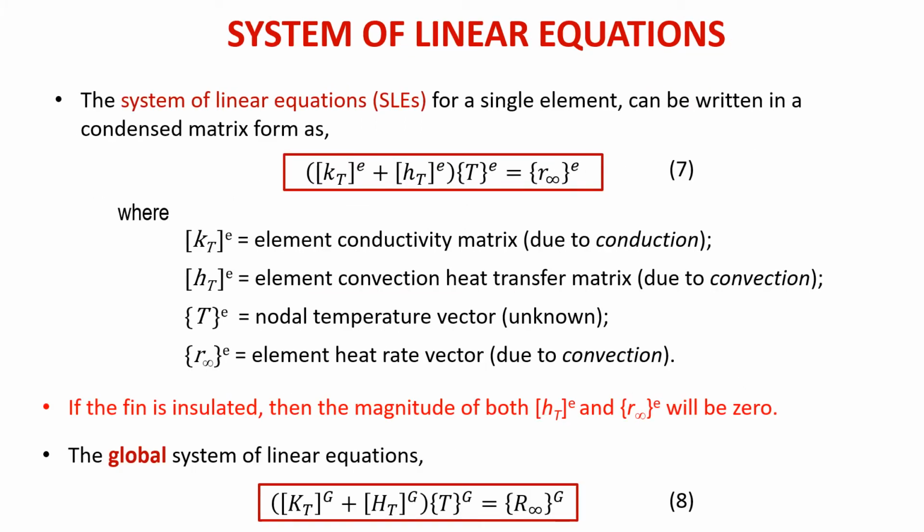After we have determined the element conductivity matrix, the element convection heat transfer matrix, and the element heat rate vector, then we can set up the system of linear equations as shown in equation 7 for a single element, or in equation 8 if we have more than one element. Please take note that if the fin is insulated, then the magnitude of the convection heat transfer matrix and the heat rate vector will be 0.